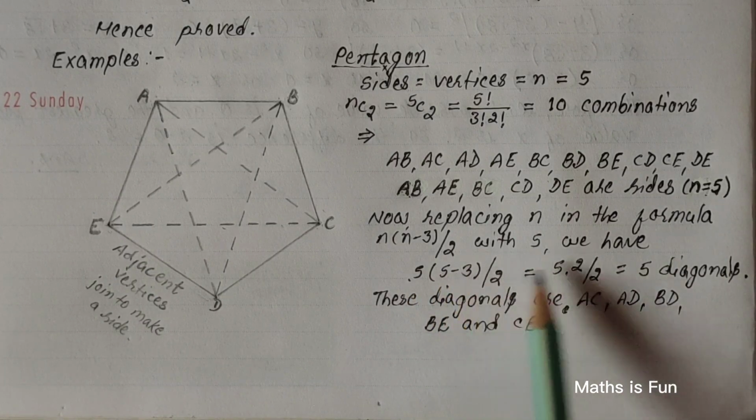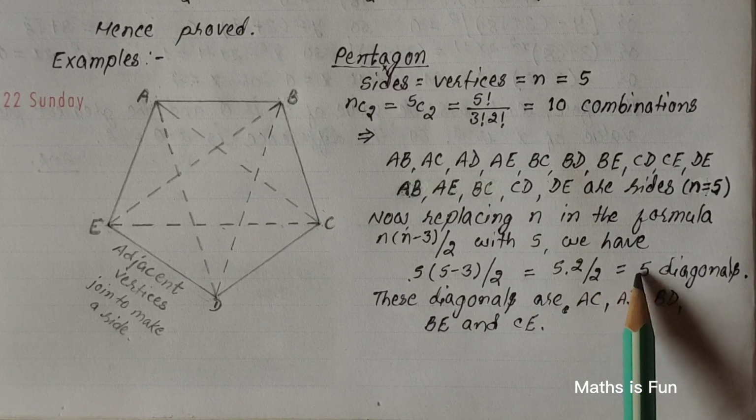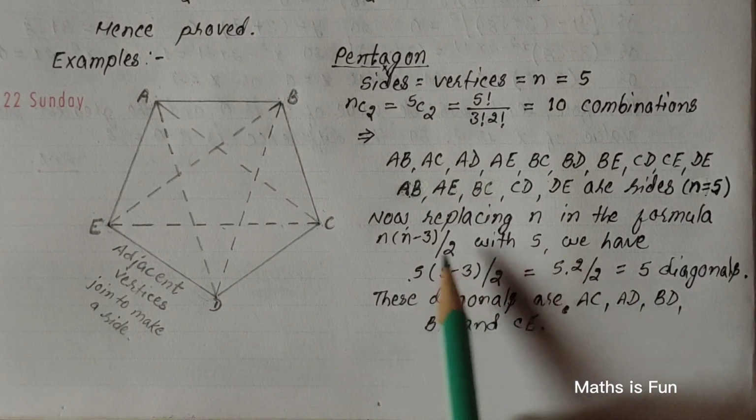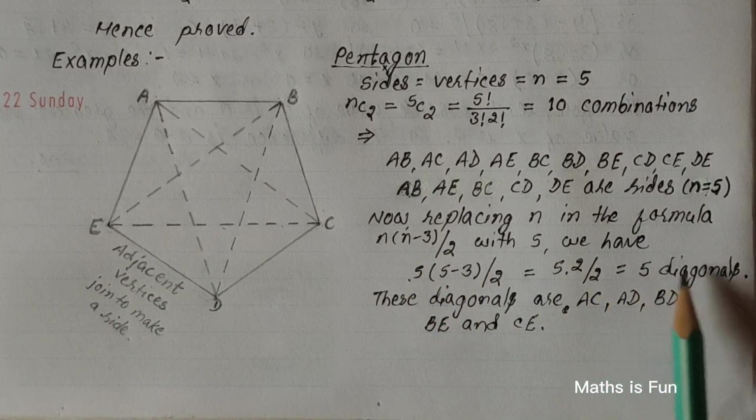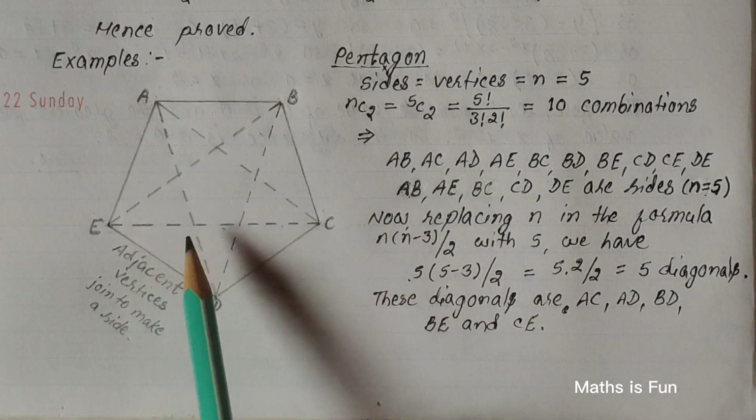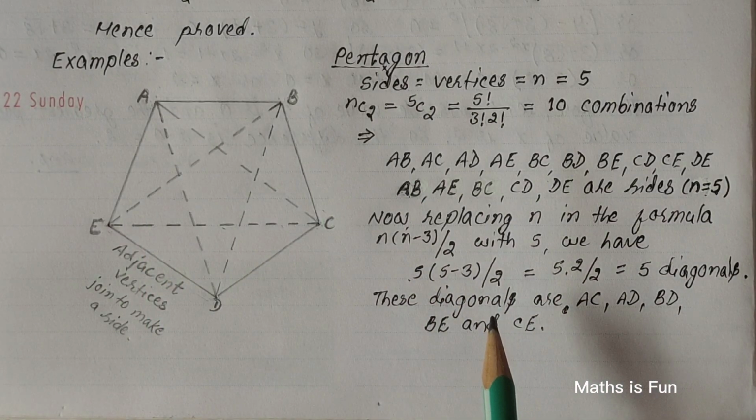Formula wise, if we replace n with 5, then we get 5 times (5 minus 3) over 2. So 5 minus 3 is 2. The 2s cancel and we are left with 5 diagonals. So we see that what this formula has given, that is 5 diagonals, is true to our observation. Hence this formula to find the number of diagonals of a convex polygon is true.